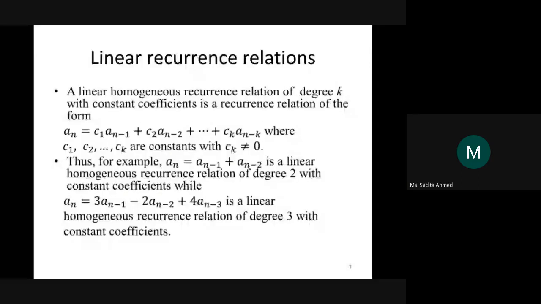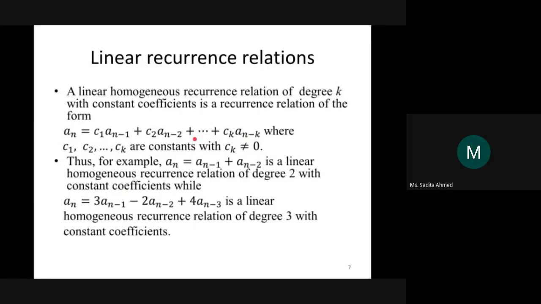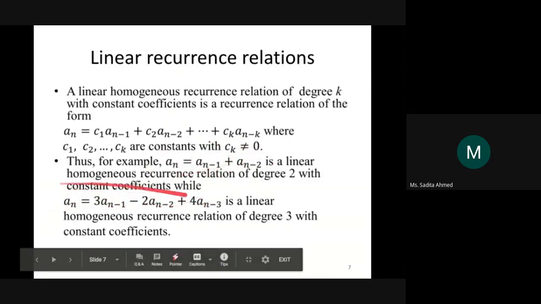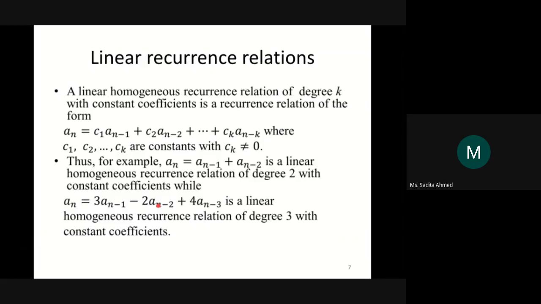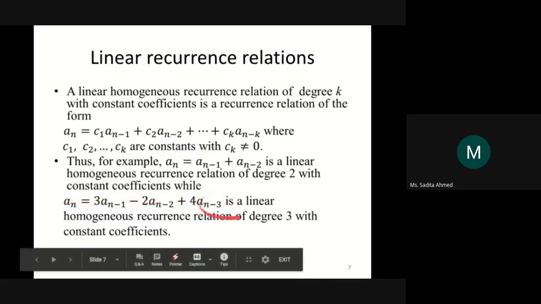So all of them can be represented using this specific format, to a certain degree. For example, this an is equal to an minus 1 plus an minus 2. Here, the degree of this relation is 3, and the constant coefficients for each one of these are 1 and 1 respectively. For this recurrence relation, what are the coefficients here? 3, minus 2, and 4. And what is the degree of this relation, guys? Degree? 3, exactly. It goes up until what? An minus 3. So the degree is 3.